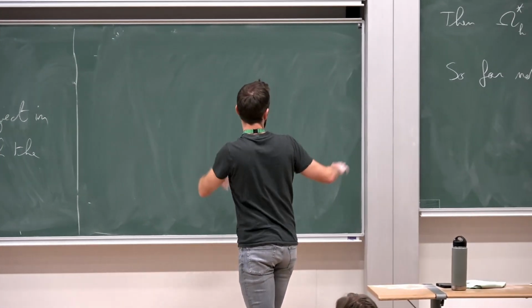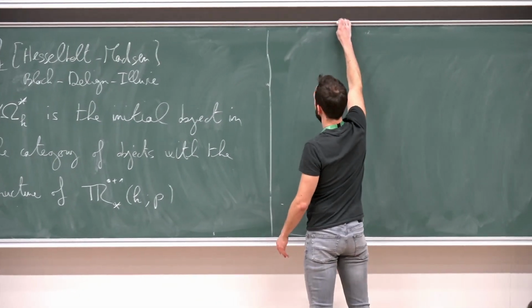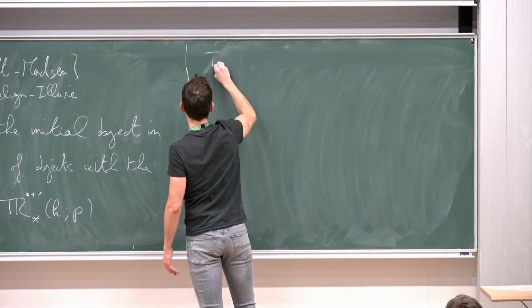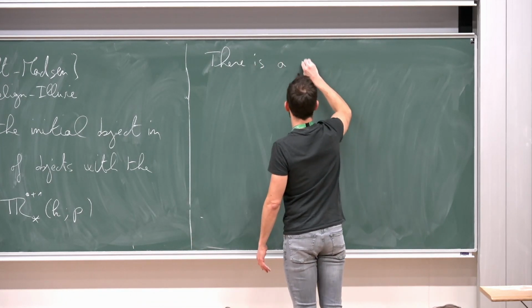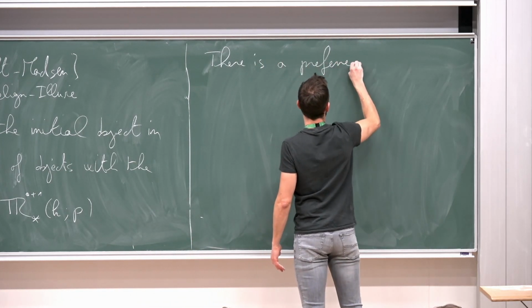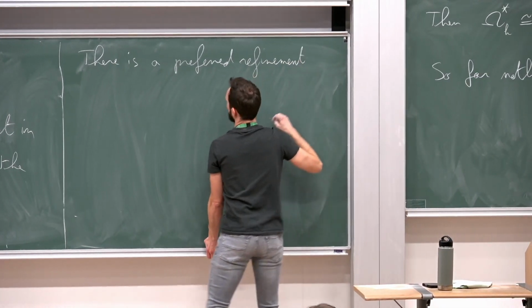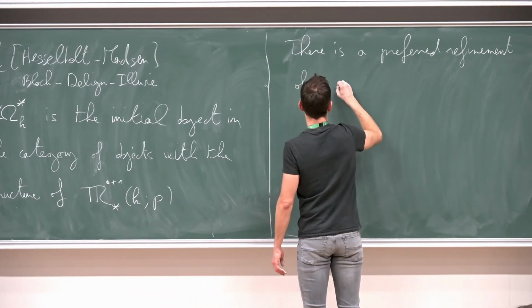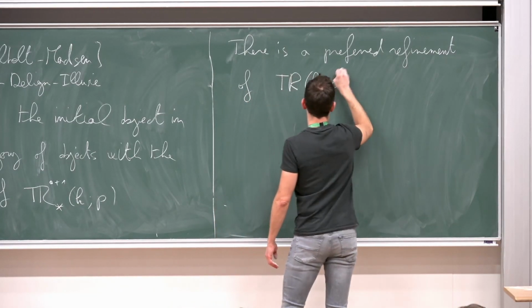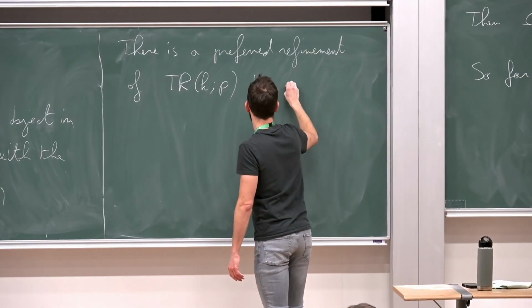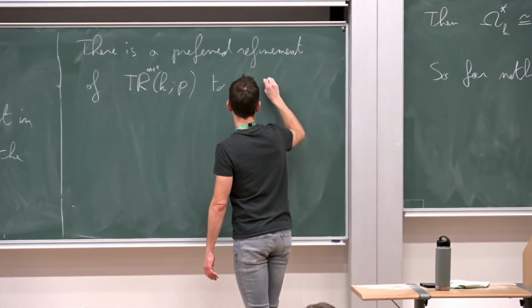And then let's do the equivariant homotopy theory bit on the other side. So similarly, there is also a refinement of TR of K times P to as a multispectrum.